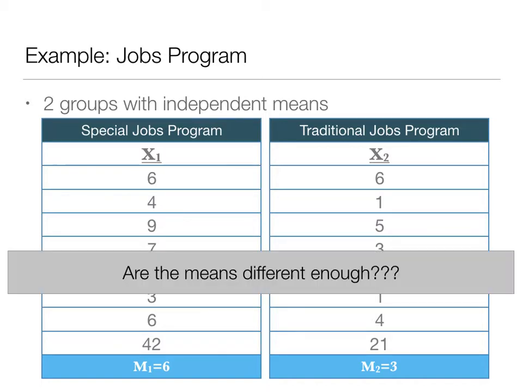But the question is, are the means different enough? Okay, we know they're different. We've got eyes. We've got basic math skills. My 8-year-old could tell you that these are different. But are they different enough to say that this difference is not due to chance? That it really is the influence of the independent variable, which jobs program you're in, on the dependent variable, the number of job offers you're getting.